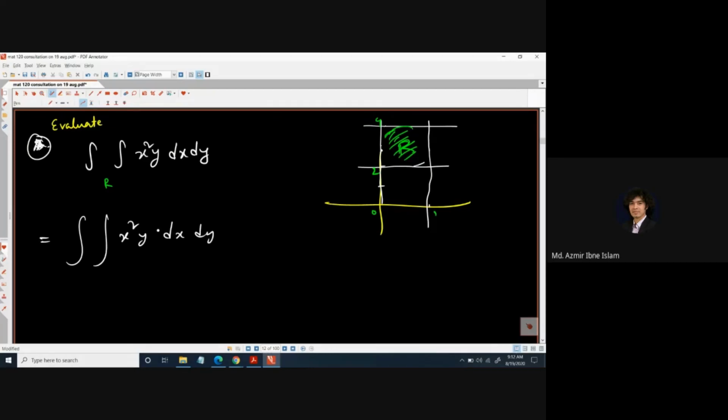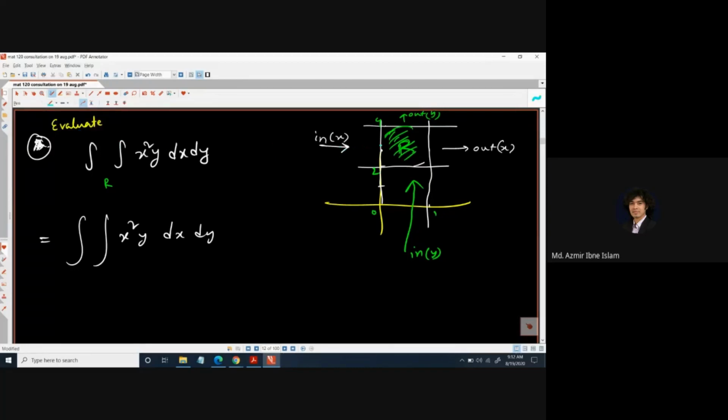For the x limit, always try to understand that we have to look from this way. This is the in, this is the out. In of x, out of x. So for the x limit, you have to look horizontally, and for the y limit you have to look vertically. In of y, out of y. First of all, let's try to understand what the limit for x will be.